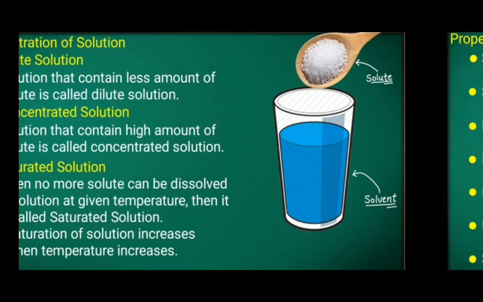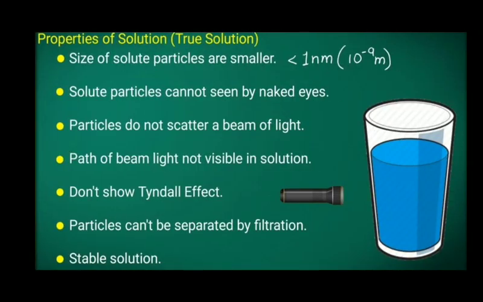Saturation of a solution can be increased by increasing the temperature because of the increase in the interparticle space between the particles. Now the properties of a true solution. The size of the solute particles is very small, less than 1 nanometer or 10 raised to the power minus 9 meter. Solute particles cannot be seen by naked eyes. Particles do not scatter a beam of light. The path of a beam of light is not visible in solution. That means it doesn't show any Tyndall effect. Particles can't be separated by filtration. And it's a stable solution and uniform mixture.